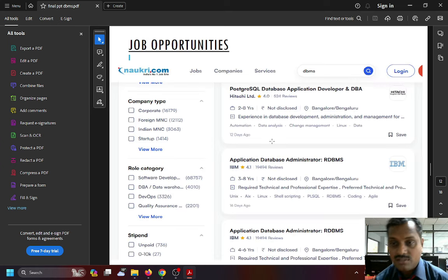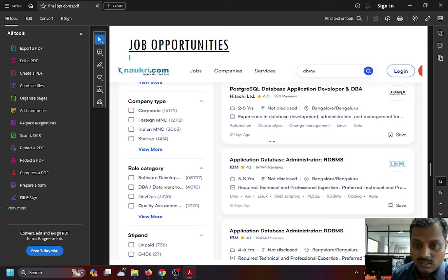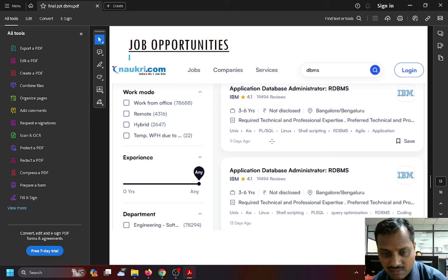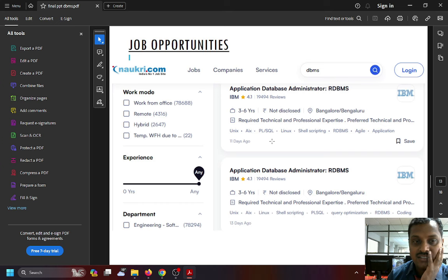So what are the different job opportunities you get after knowing this course? You can be posted as a PostgreSQL Database Application Developer or DBA, that is Database Administrator. Here they mention 2 to 8 years of experience, so you can work in some startups initially, gain experience, and then move on to very good companies. Next is Application Database Administrator. RDBMS stands for Relational Database Management System. It is somewhat different from DBMS. Once you enroll in this course, you will understand each and every basic of DBMS. Next, you have Application Database Administrator, located in Bangalore, which requires 3 to 6 years of experience. And the next is Application Database Administrator in the same field, again with IBM itself. So these are the different roles you can play when you learn DBMS.